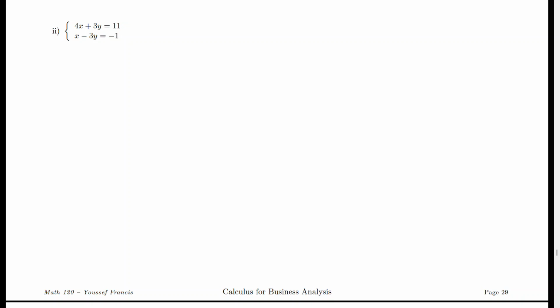So I want you to pause the video here and try to take this system of equations, turn it into an augmented matrix, and use either REF or RREF on your calculator to get x and y. I'll give you a few seconds here to pause the video, and we'll look at the answer next.